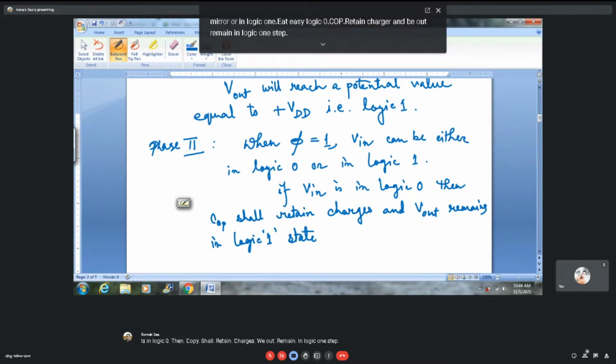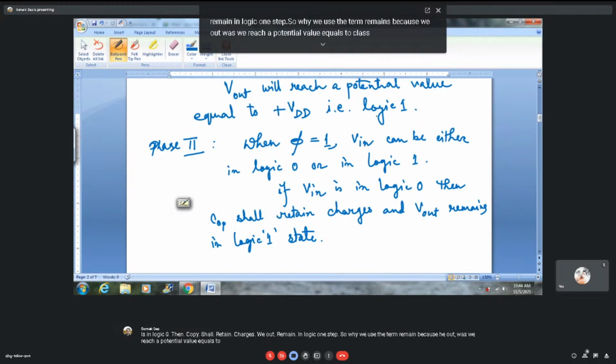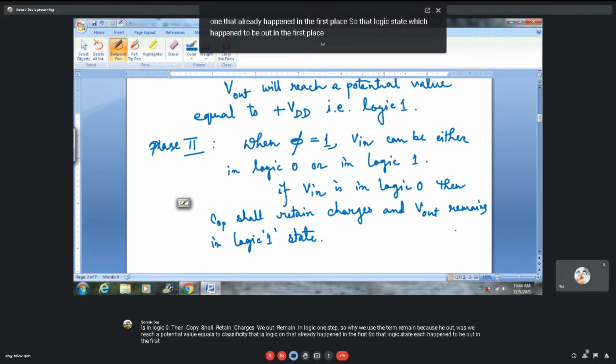So why do we use the term remains? Because Vout will reach a potential value equal to plus VDD, that is logic 1. That already happened in the first phase. So that logic state which happened to Vout in the first phase will remain over here if Vin is in a logic 0 state.